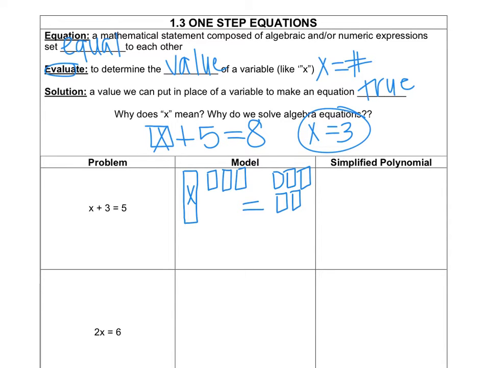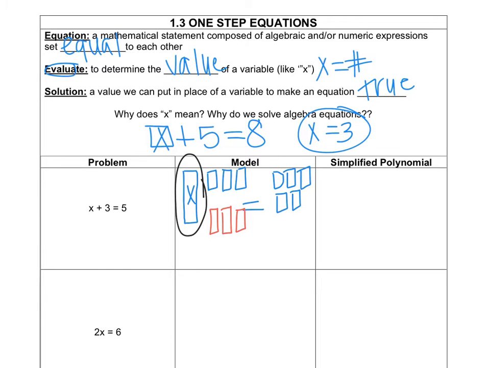Alright, so the goal is to figure out what x equals. So I'm going to go ahead and circle x, because I want to get this by itself. I want to get x all alone so I know what it would be equal to. So we have to get these 3 positives on the left and move them to the right. Well, in order to do that, we have to actually add in a 0 pair. So we're going to add in these negative 1s.